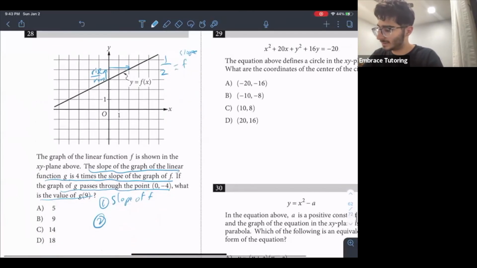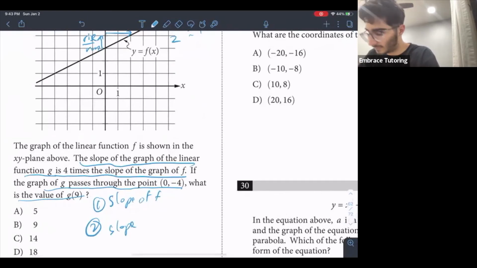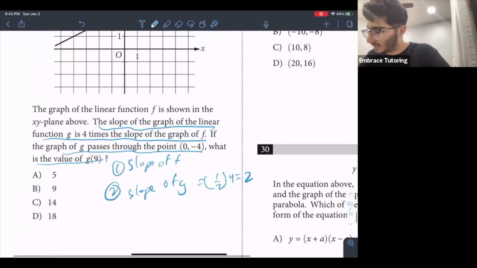And now since you know the slope of f, you can find the slope of g, which is 4 times the slope of f, meaning that it would be 1/2 times 4, which means that the slope of g is 2. And now they also give you a point.